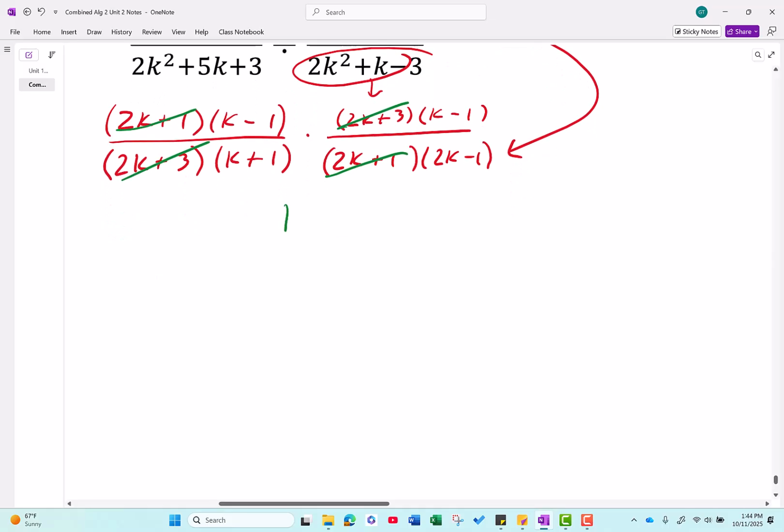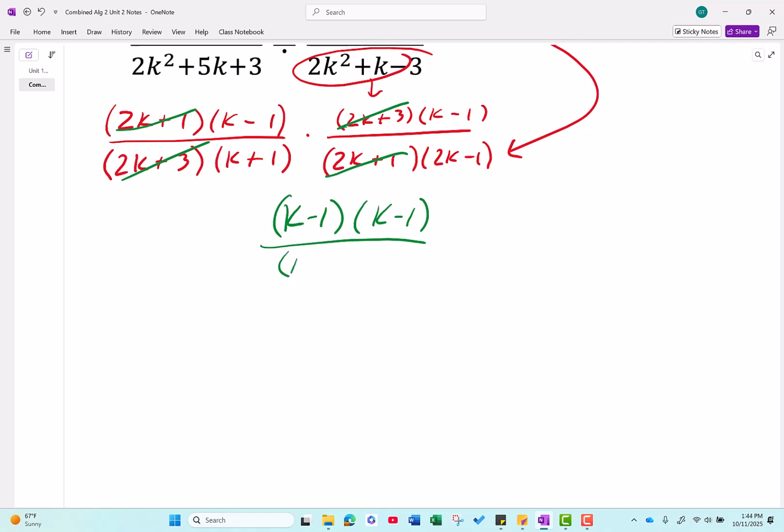So the answer would just be k minus 1 times k minus 1 over k plus 1 times 2k minus 1. Okay, you could have listed it as k minus 1 squared. That would be fine too on top.